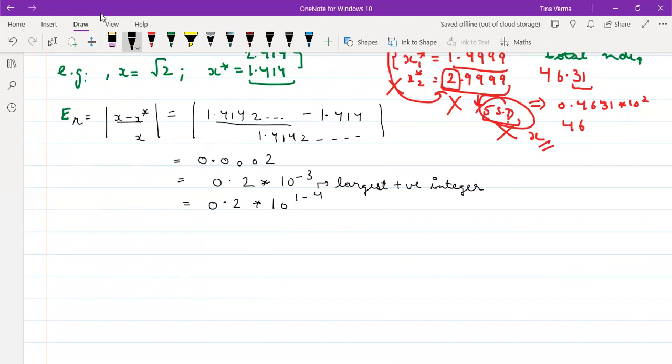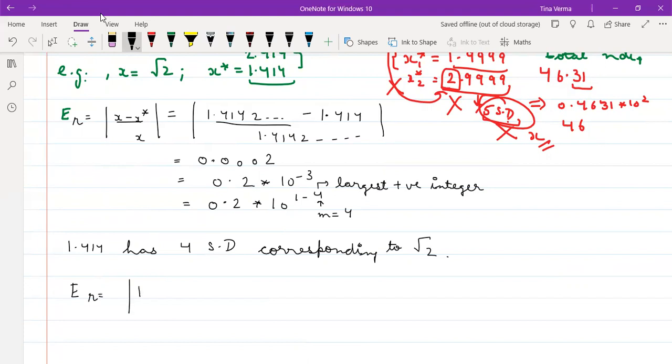Yes or no? So now here the value of m is 4. That means 1.414 has 4 significant digits corresponding to √2, right? I have not done the calculation for the other case, which you can do. Calculate the relative error for 2.414.